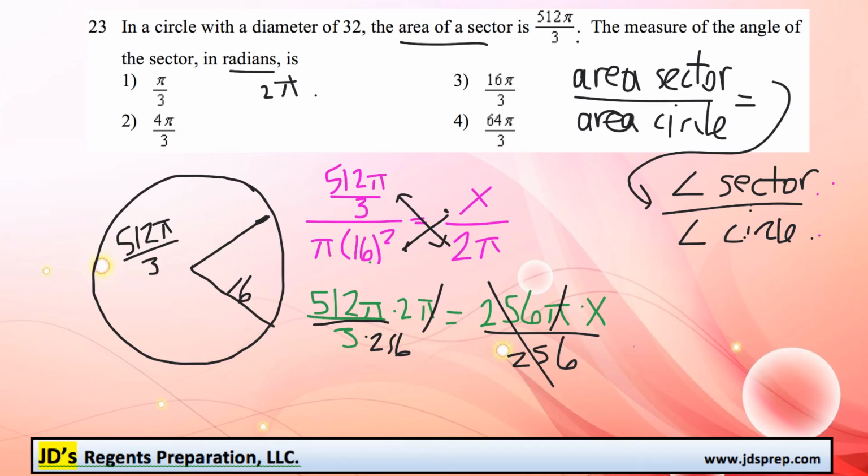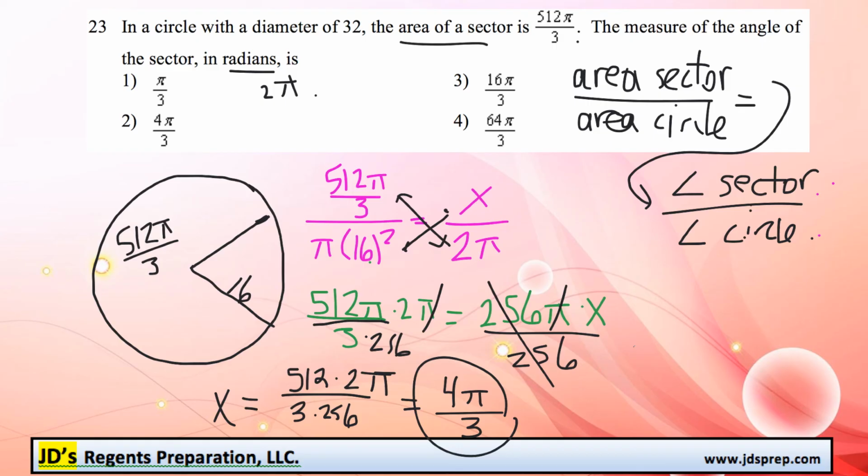So it's a pretty lengthy calculation required here, but to figure out our x, we're going to take 512, I'm going to ignore the pi part, times 2 divided by 3 times 256. And I'll put the pi back in over here. But if you do calculate that out, you should get a simplified answer of 4 pi over 3. And that is option number 2.